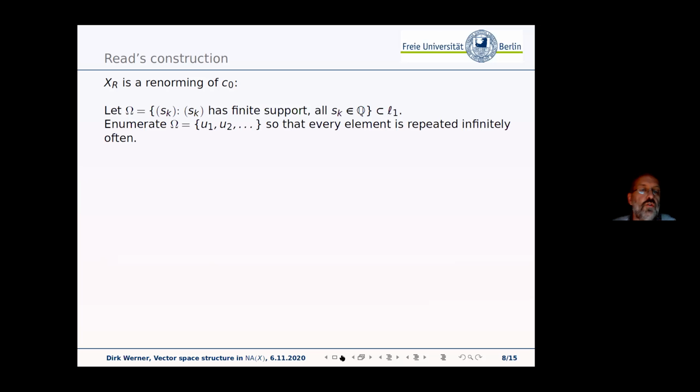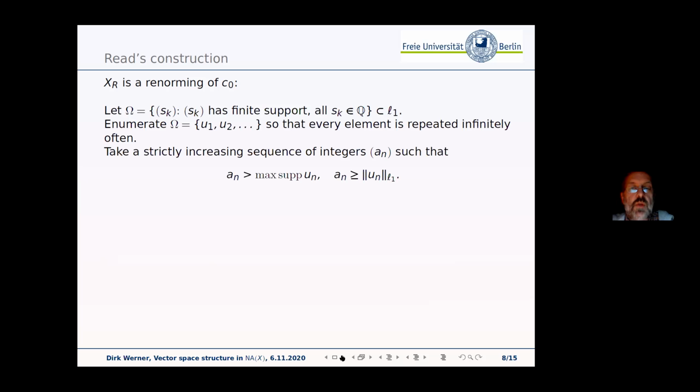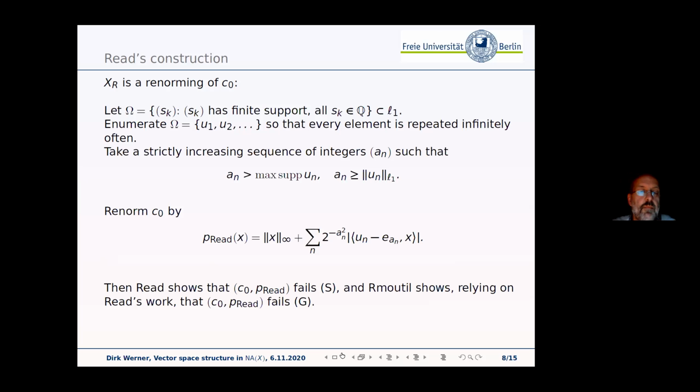Then you go on to take a sequence of integers that increases sufficiently fast. So here are the conditions that Charles needed. And then you renorm the space in the following way. You take the original norm and you have this sum as a perturbation, and the factor 2 to the minus something is of course meant to make this series convergent. So this is the norm. You can write it down fairly easily, but what is not easy at all is to show that it has the properties that you expect.